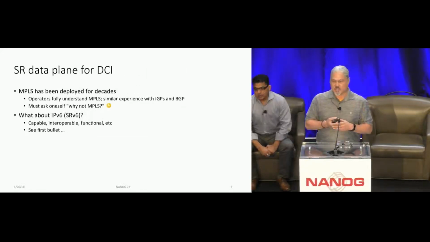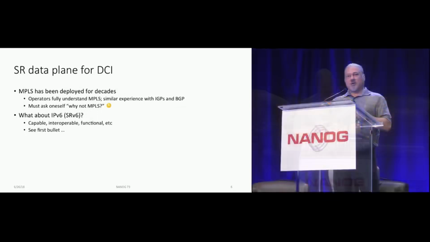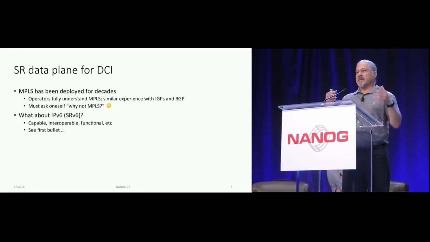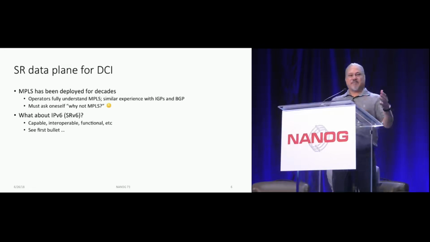So what about the data plane, as I mentioned? This will be SR MPLS. MPLS has been around for decades. Actually, interesting enough, my first exposure to MPLS was at NANOG here in Denver in 1999. So that's like 20 years ago. So it's been around for a long time. Operators fully understand MPLS, just like IGPs and BGP. So that was a fairly easy choice.